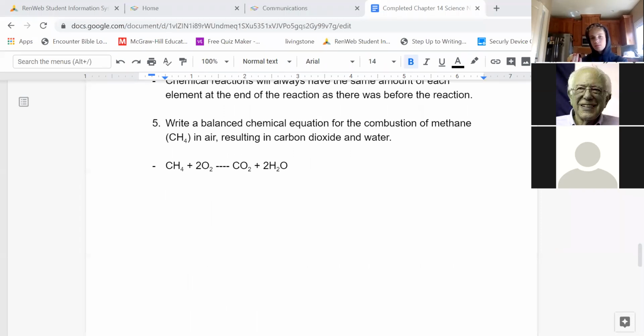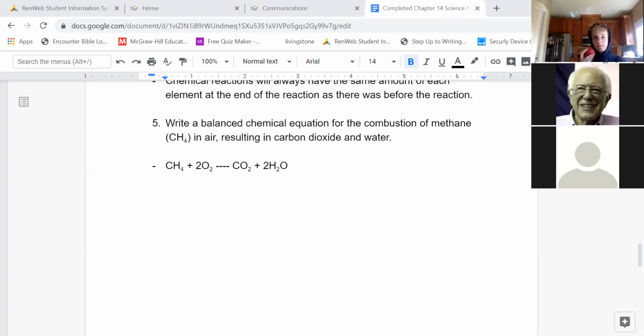Now, how is this balanced? How are we making sure this is balanced? Well, if I count my carbons, I have only 1 carbon on this side, and I have only 1 carbon on this side. So that part's balanced. And I couldn't really draw this.